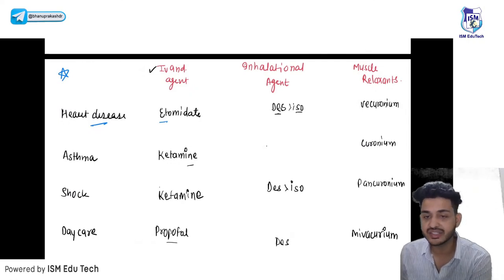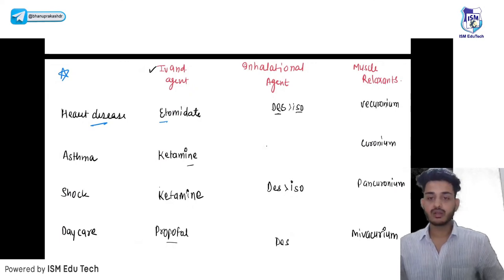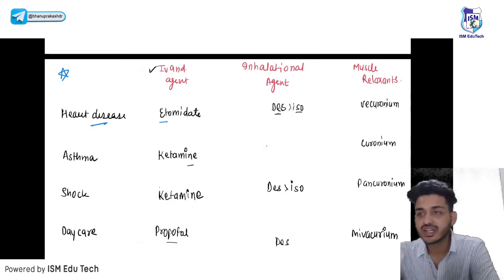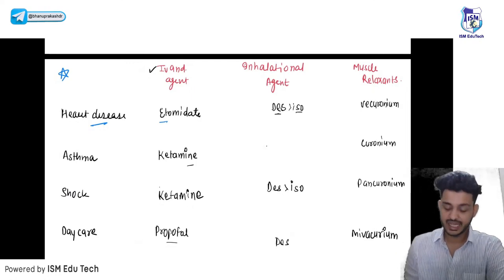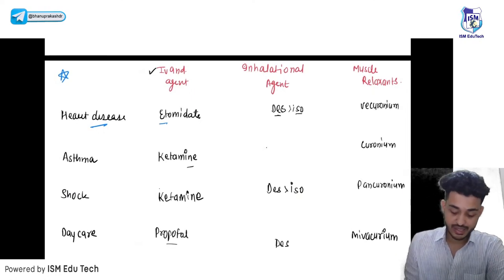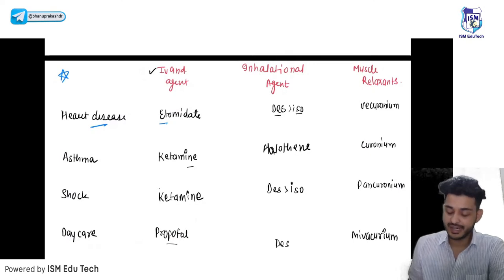In asthma, which inhalational agent will I use? Which inhalational agent is a good bronchodilator? That is your halothane. Remember halothane? Halothane will be a good bronchodilator, right?